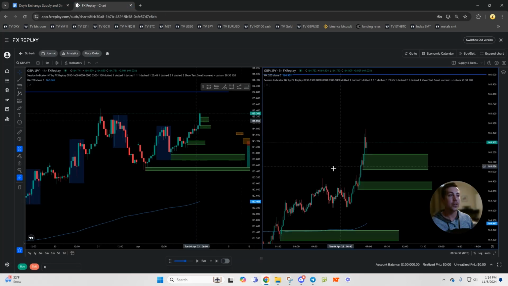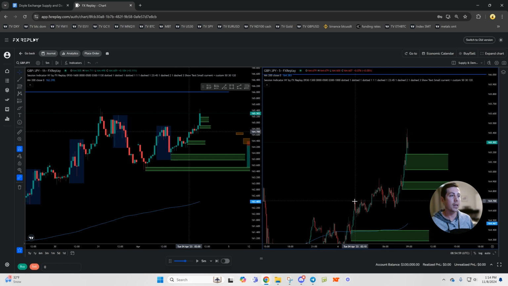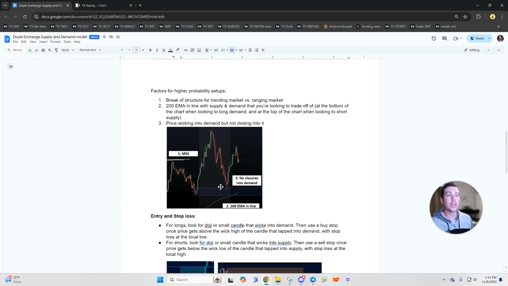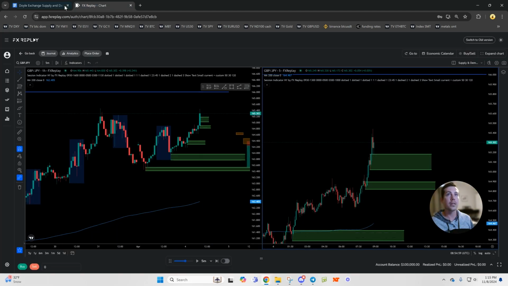We've got market structure shifts, an impulsive move to the upside that broke structure here. We're definitely in an uptrend. We are in line with the 200 EMA. It's well below us. And we had a wick into the demand without closure.